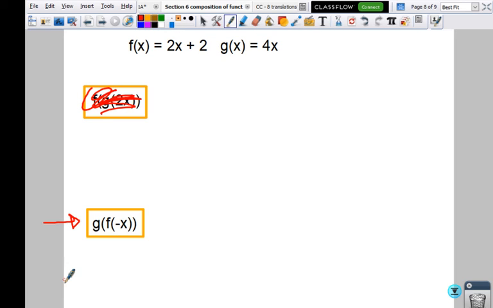So you guys are doing g of f of negative x, and then check with somebody sitting around you. Someone close to you. Square? No. Negative. Just 2 negative x. Or it needs to be 2. Yeah.